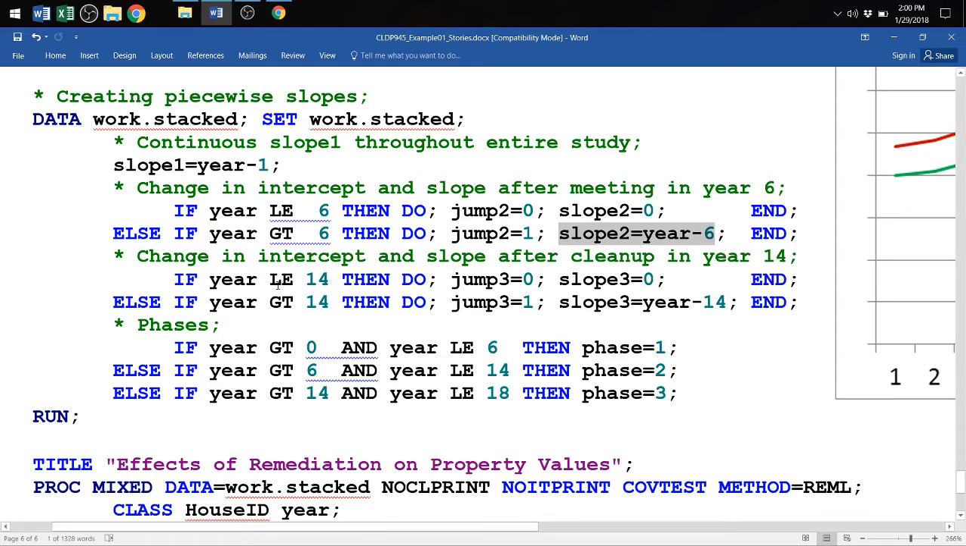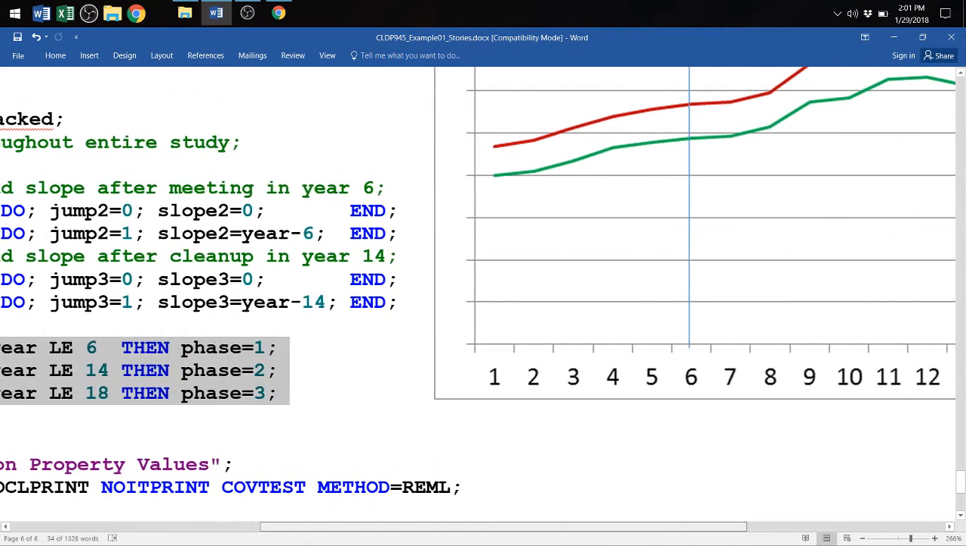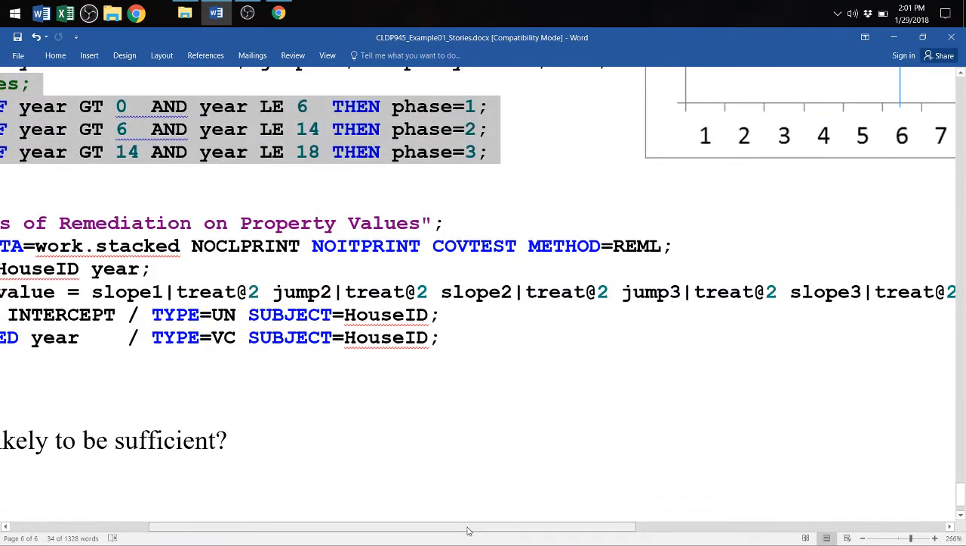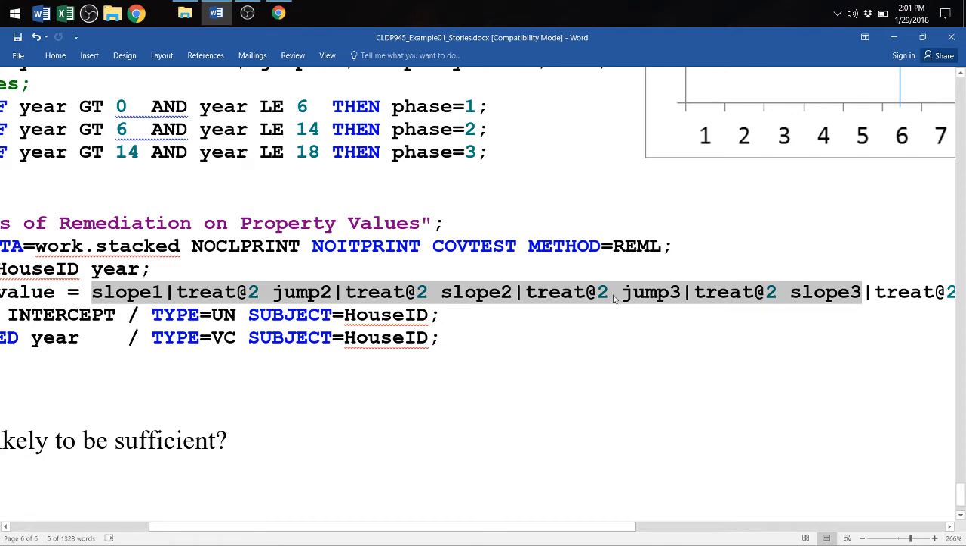Then we have when the cleanup started. If it's less than 14, the third phase variables are shut off. If it's greater than 14, we pick up a potential intercept shift, as well as how many years it's been since 14, slope 3. And I also created this here as just a simpler indicator of which phase we were in, whether it was the first phase, the second phase, or the third phase, because I thought that might be useful. So in terms of the model, here's all of the stuff put together.